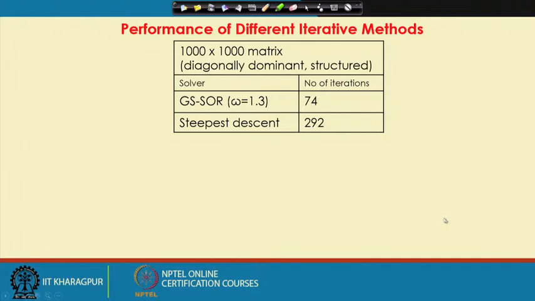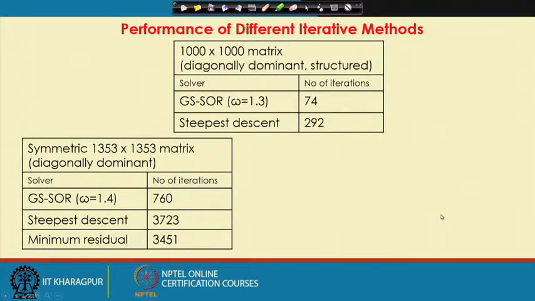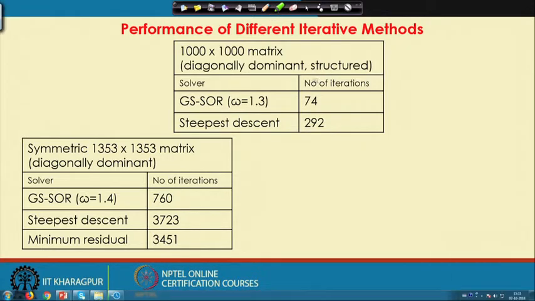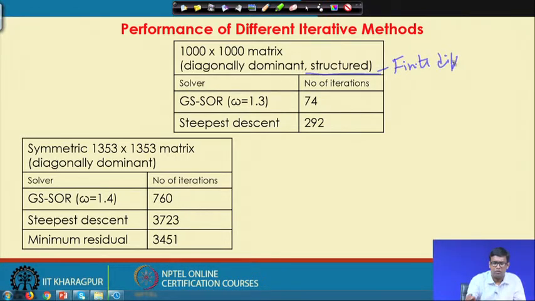Now, we go to a symmetric 1353 by 1353 matrix, which is also diagonally dominant. This is not from a structured mesh; we do not use a structured finite difference mesh here, rather we use a finite element mesh to get this.